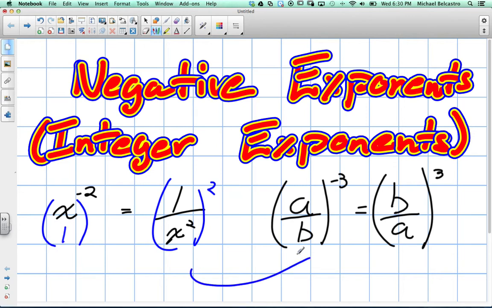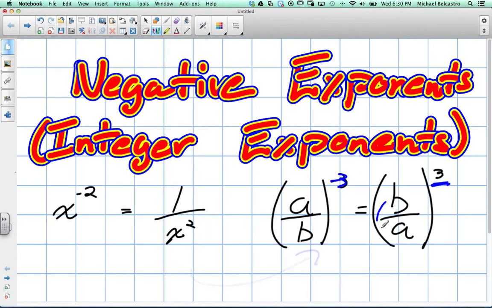And this is a much better example of that, where we actually look at a fraction. We have a over b to the power of -3. Well, if we want that to be a positive exponent, we just invert what we originally had. Okay, so let's go through a couple of examples.